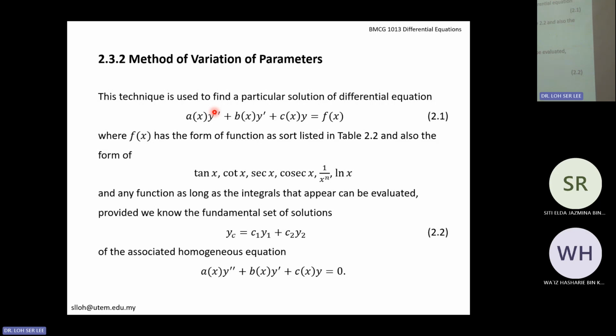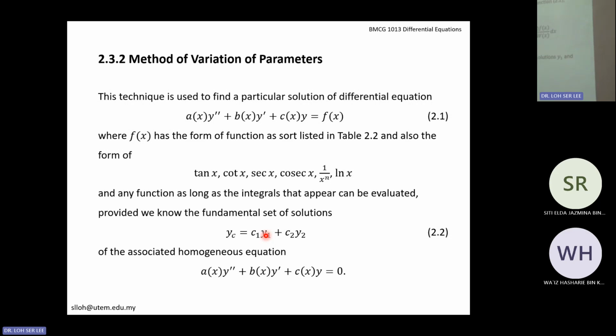If these A(x), B(x), C(x) are not constant, then the yc will be given. What you have learned is to find the yc when the coefficient functions are all constants, meaning you can find the yc through the characteristic equation. But if A, B, C are not constants, yc will be given because you didn't learn how to get a yc if A, B, C are not constants.